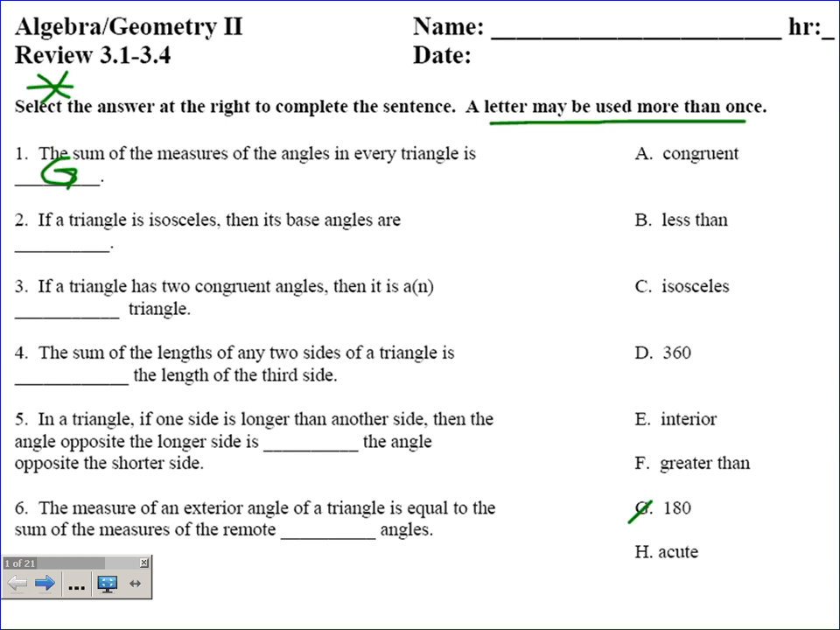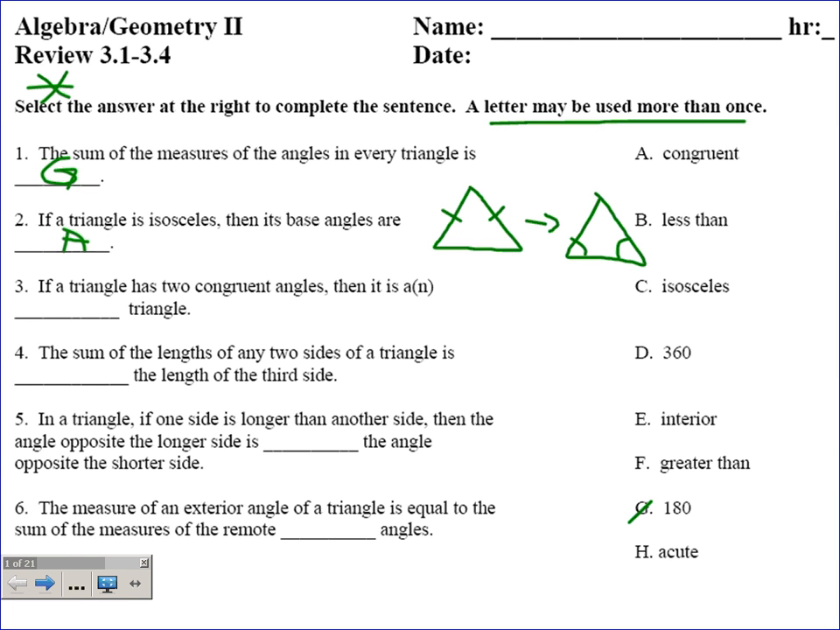Number 2, let's go with Sierra. Sierra, read number 2 for us. Answer it for us. If a triangle is isosceles, then its base angles are A, congruent. So basically, if you want to, you can draw a picture based on this. If it's an isosceles triangle, that means this. Then, all of a sudden, we know these angles are also congruent as well.